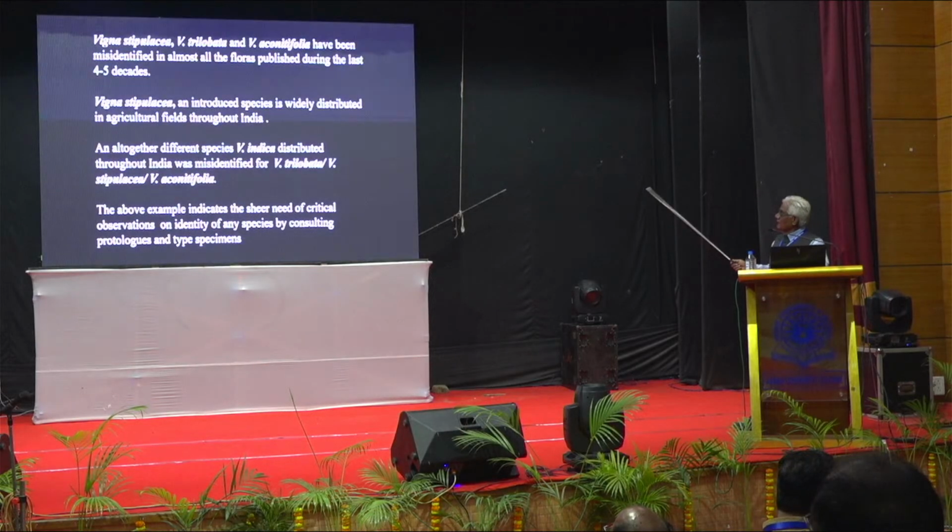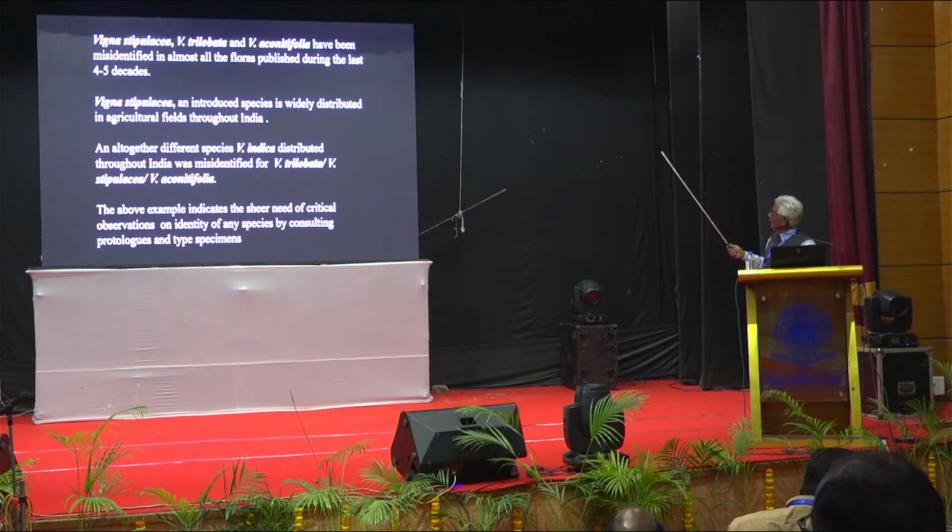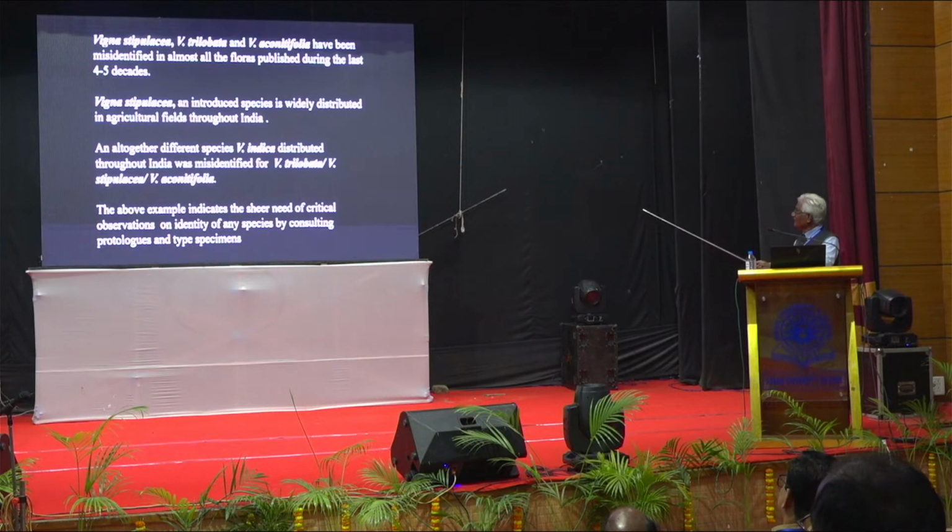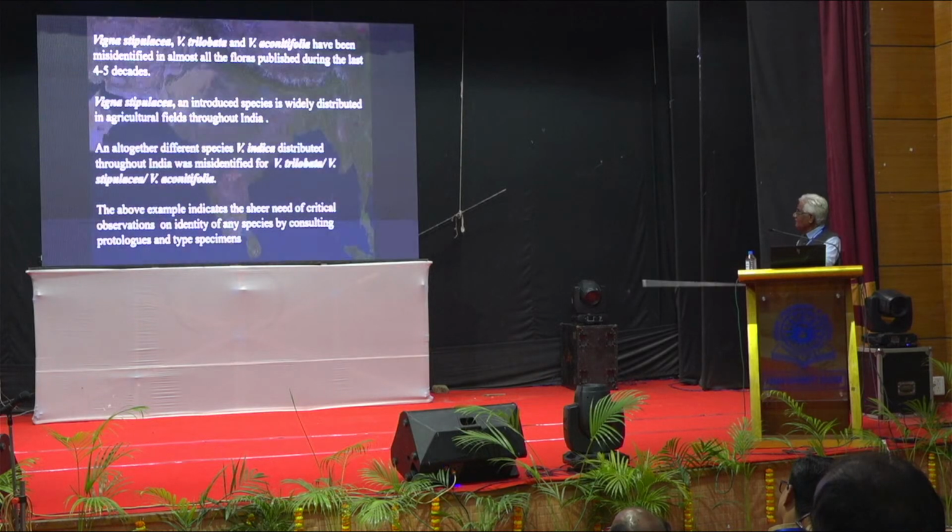so Vigna. Now I will tell you, Vigna stipulacea, Vigna trilobata, Vigna aconitifolia have been identified wrongly in almost all floras published during the last four to five decades. I am saying it with some proof. Vigna stipulacea, the introduced species, is widely distributed in agriculture fields. Okay, I will show you.